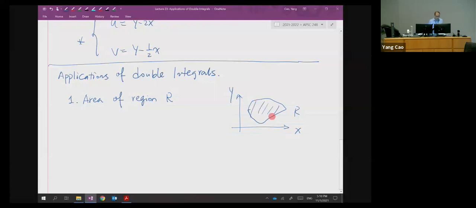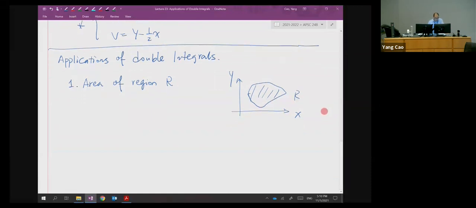So let's say you have a region R given in the XY plane, and you're required to calculate its area. If it's a regular region, if it's a triangle or a circle, you can certainly calculate using a pre-derived formula. But if the region is not so regular, then we need to use an integral approach. So this is where double integral will come into the picture. And if you recall the formula for double integral, you integrate this function f over a certain given region R. Right, this is a general double integral formula.